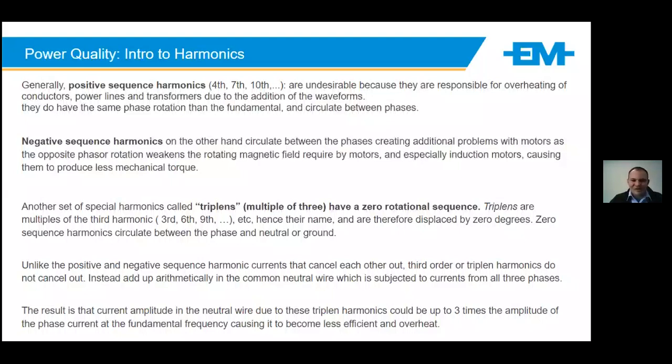So unlike the positive and negative, which can cancel each other out depending on the load profile, the third order or triplen do not cancel out. Instead, they will add up arithmetically to the common neutral, which is then subject to the currents from all three phases. So when you see a neutral with current flow or overload, chances are you've got triplen harmonics on that side. The only real way to view that is through a power quality analyzer.